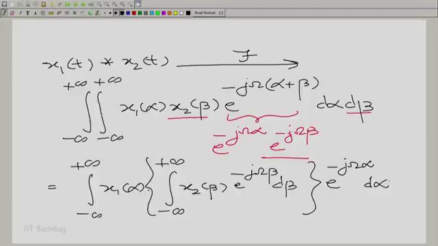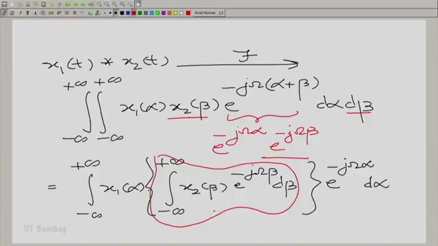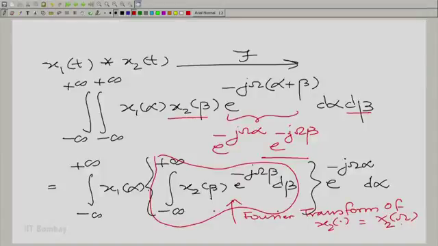Encapsulate this, and there we are. Now this quantity here is very familiar. What is it? You will notice that essentially it is the Fourier transform of x2. We have agreed that the Fourier transform of x1 and the Fourier transform of x2 converge. So look at this expression here. This expression is essentially the Fourier transform of x2, which we have called capital X2 of omega, and that is independent of alpha, so I can bring it outside the integral.